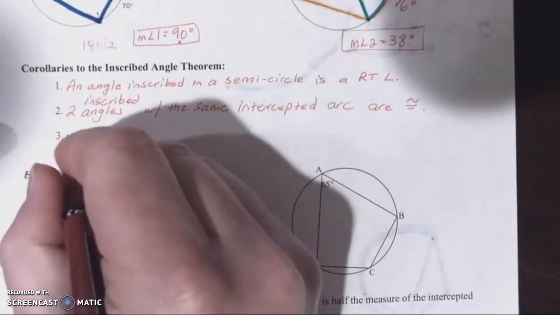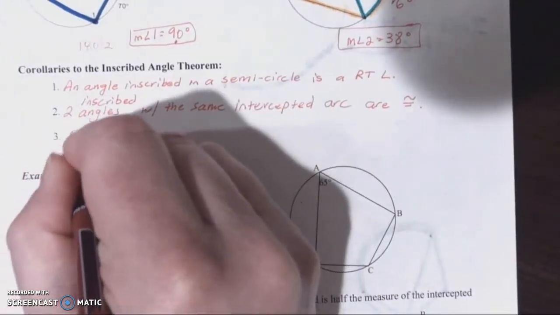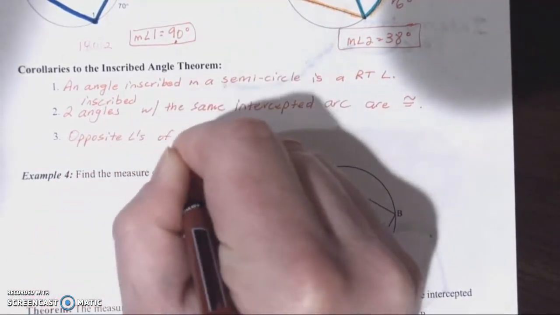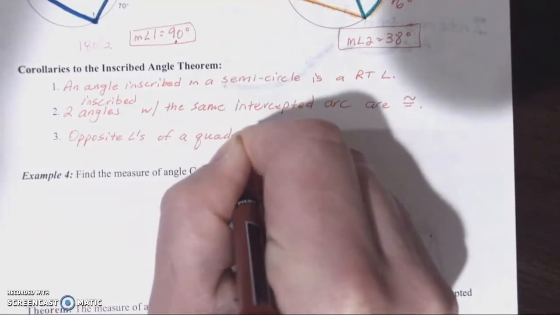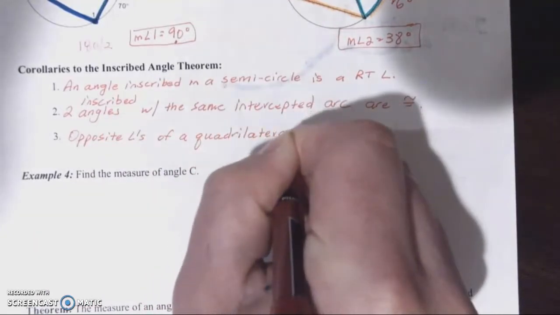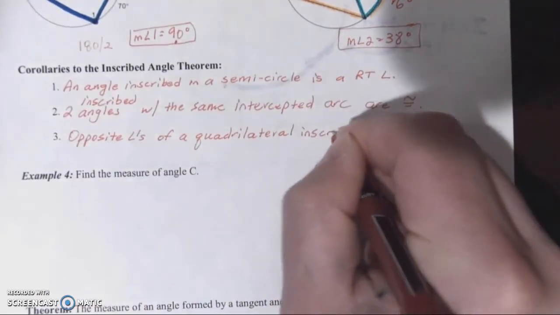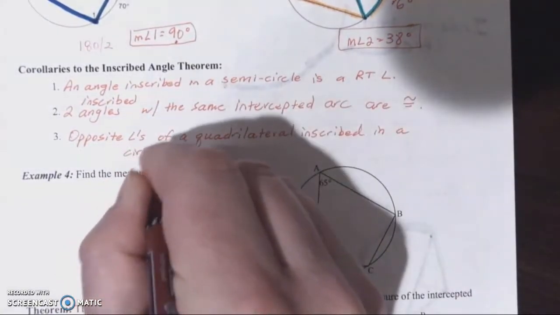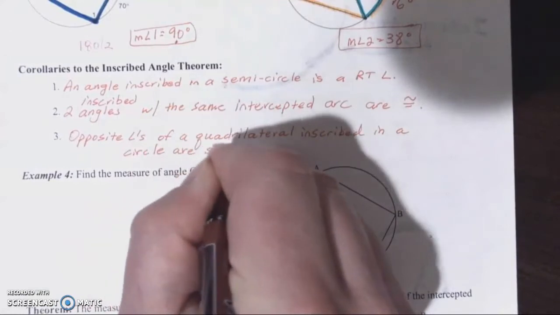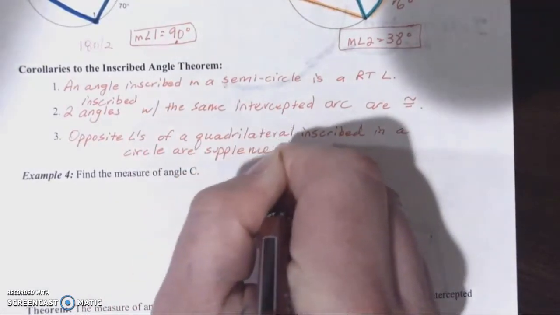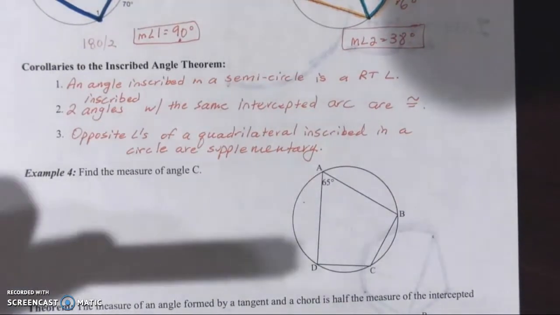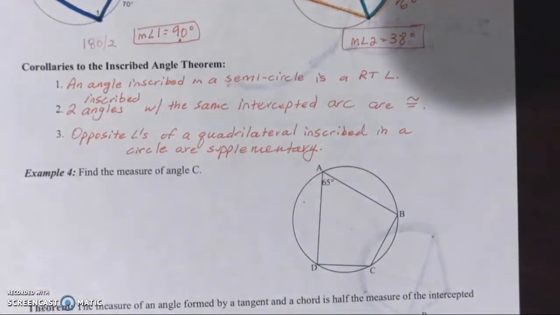Also, one that we'll give you and then work with: opposite angles of a quadrilateral inscribed in a circle are supplementary. This is a theorem that a lot of students forget, and if you forget this, it would be impossible for you to do example 4.